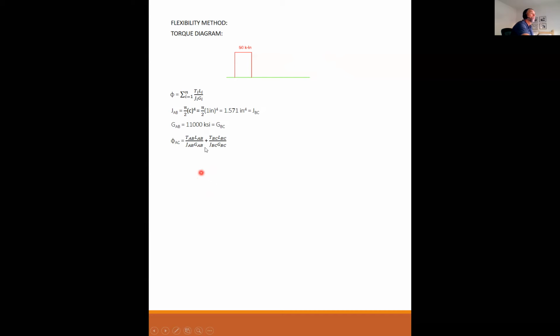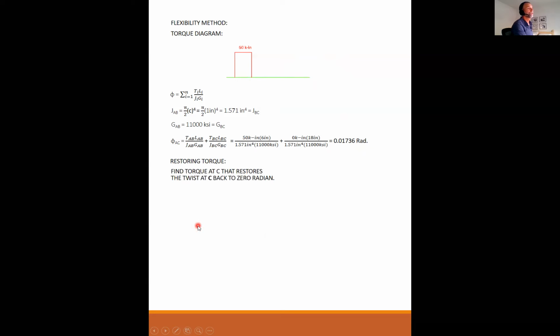is equal to the segment AB plus the segment BC. The torque in segment AB is 50 kip-inch times 6 inches over 1.571 over 11,000 KSI. The torque in segment BC, as you can see from the torque diagram, is equal to 0. So my total twist is a positive 0.01736 radians.